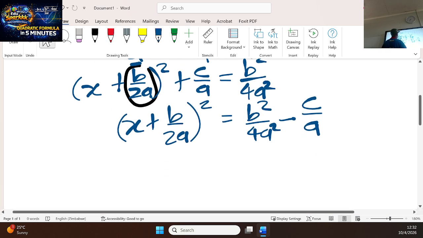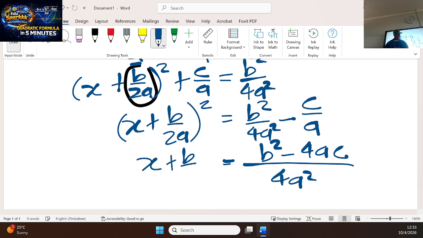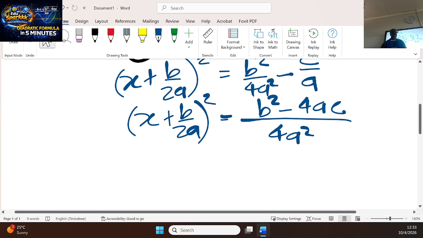Then we'll try and make this expression have the same denominator. In other words, when we simplify this side, it's going to give us a common denominator of 4a squared. And when we divide there, on the numerator it will be b squared. And here when we divide, we get 4a. Then when we multiply, it's minus 4ac. Then because we are looking for x, we are saying this is x plus b over 2a all squared. As I proceed with my calculation, I'll take square roots both sides.